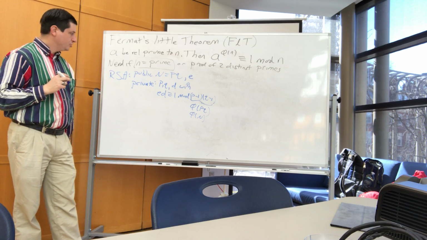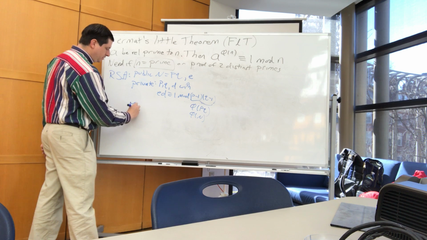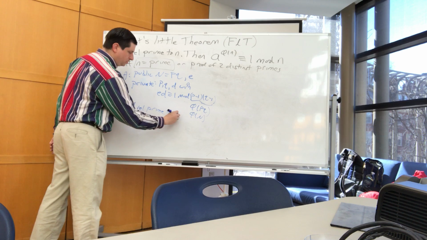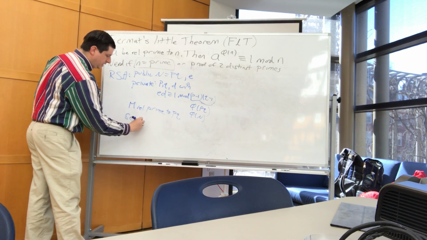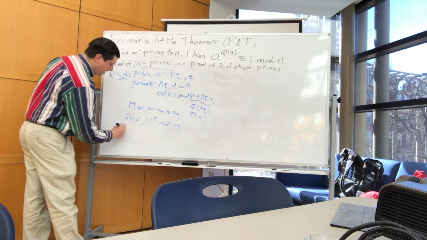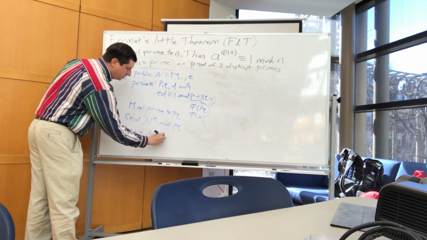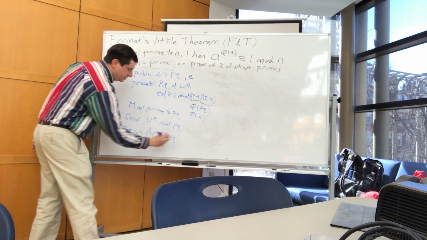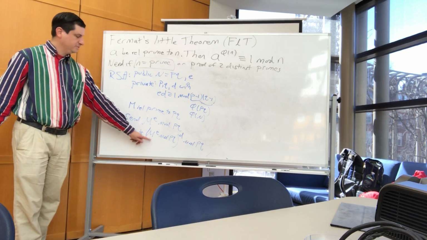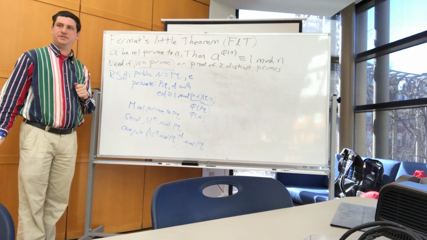Okay? So this is what we're making public, this is what we're keeping private, and we send a message M relatively prime to PQ. We send M to the E mod PQ, and then we compute (M to the E mod PQ) to the D mod PQ. And this is supposed to be our original message M. So this is what Bob has, and Alice is able to send a message.